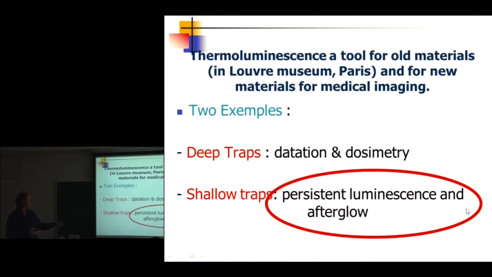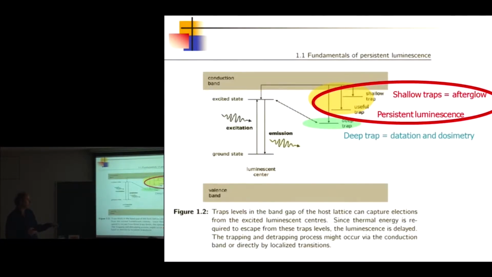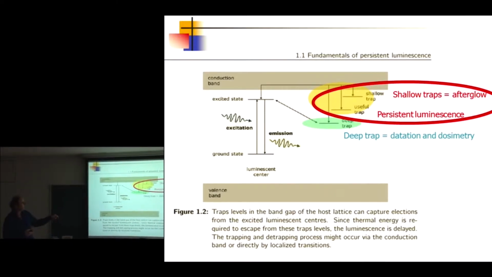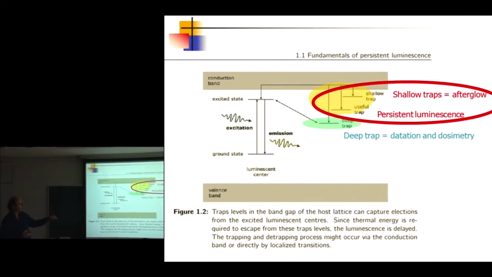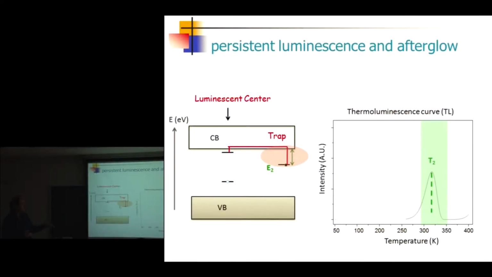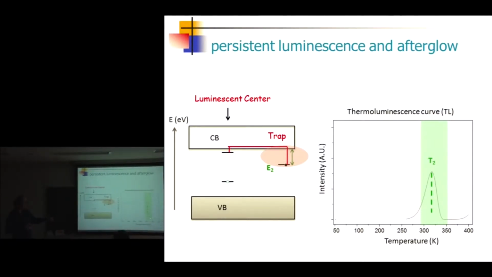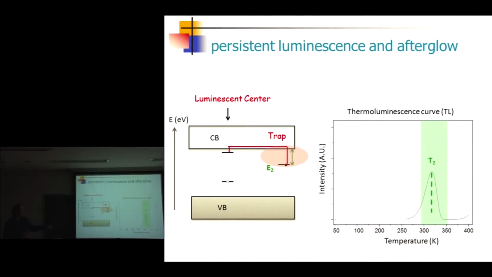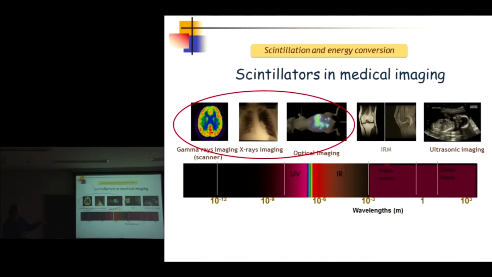So now I will move a little bit faster to persistent luminescence and afterglow. This is this part of the traps. That means shallow traps, and the trap between deep traps and shallow traps is called a useful trap, for instance, for persistent luminescence. So a trap here with a signature in thermoluminescence around 300 Kelvin, that means room temperature, and you have persistent luminescence.